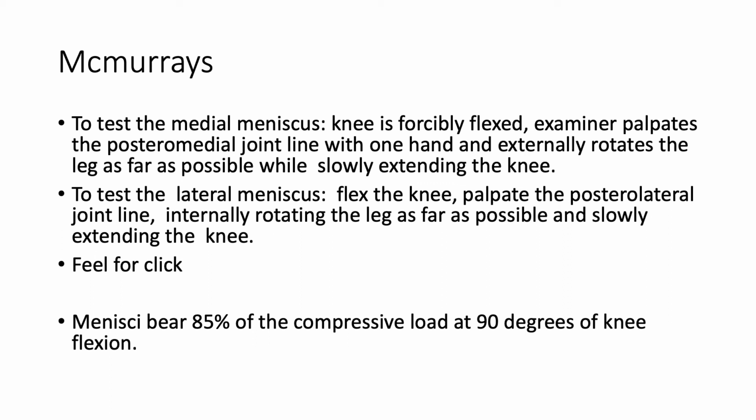To perform the McMurray's test, the patient's knee is acutely and forcibly flexed. To check the medial meniscus, the examiner palpates the posterior medial joint line with one hand while grasping the foot with the other hand. Keeping the knee completely flexed, the leg is externally rotated as far as possible and the knee is slowly extended. To check the lateral meniscus, the examiner palpates the posterior lateral joint line and then internally rotates the leg as far as possible and then slowly extends the knee while listening and feeling for a click.